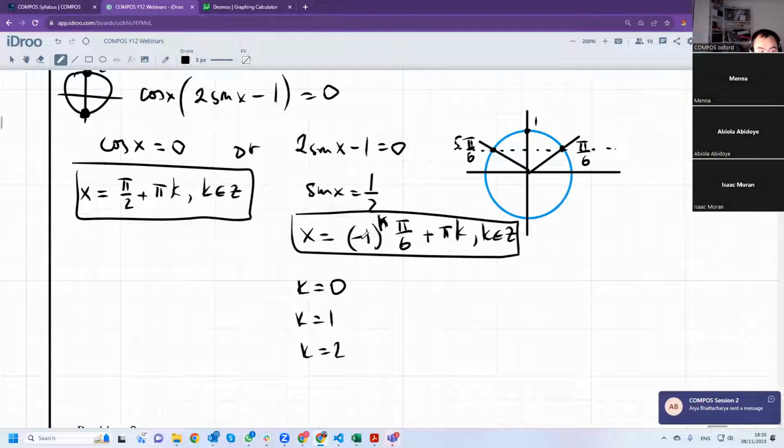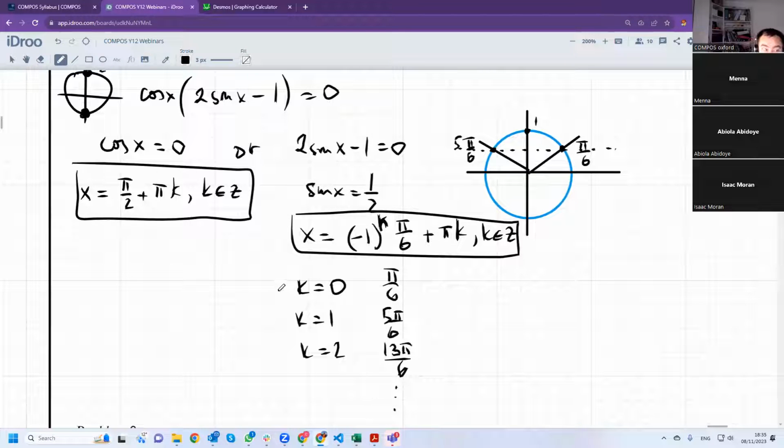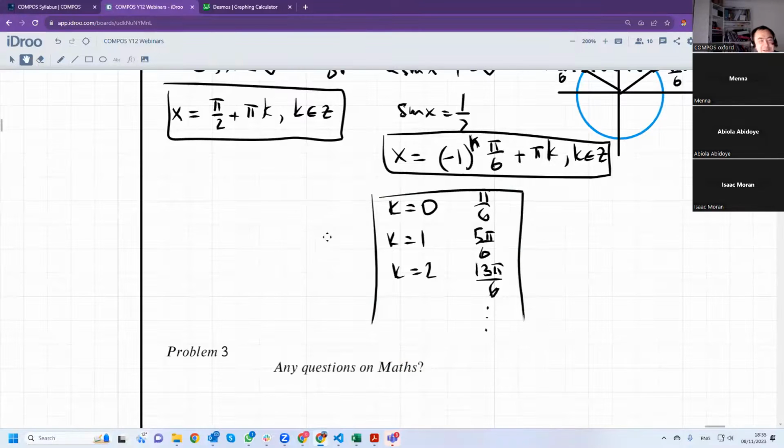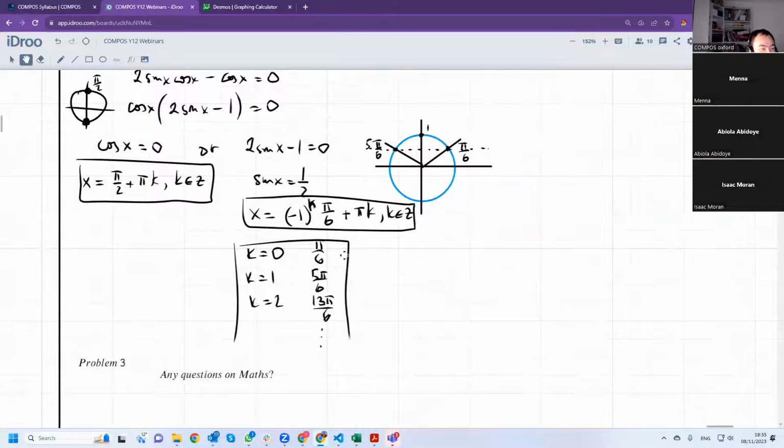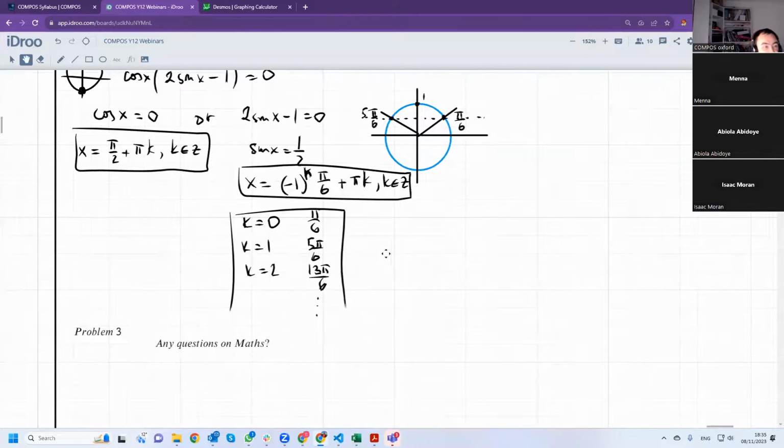So if k equals 0, this is 0. This is 1 times pi over 6, and it's going to be pi over 6. If k is 1, it's going to be 5 pi over 6. If k is 2, that's going to be 13 pi over 6, etc. So just check this out. It's quite an ingenious way of writing. I really like it. Okay, so these are the answers. These are the possibilities.